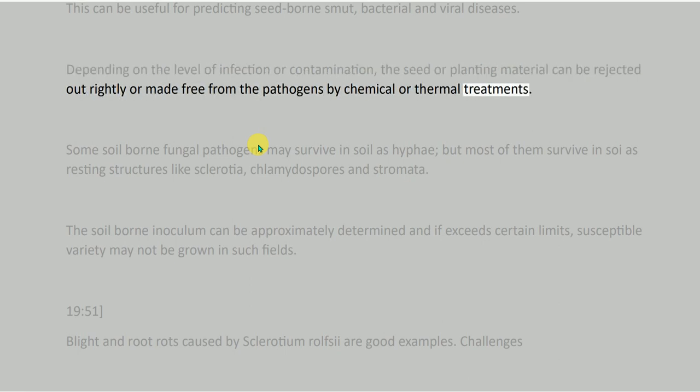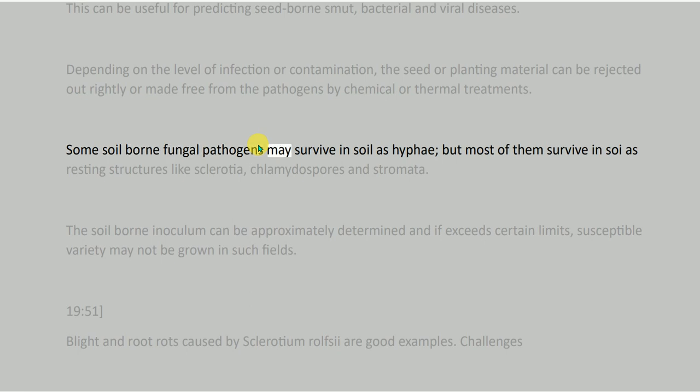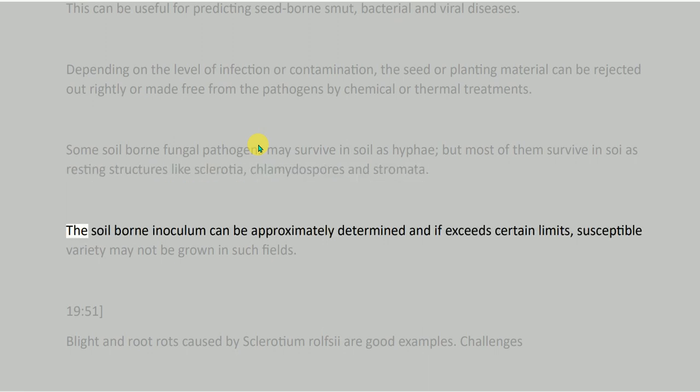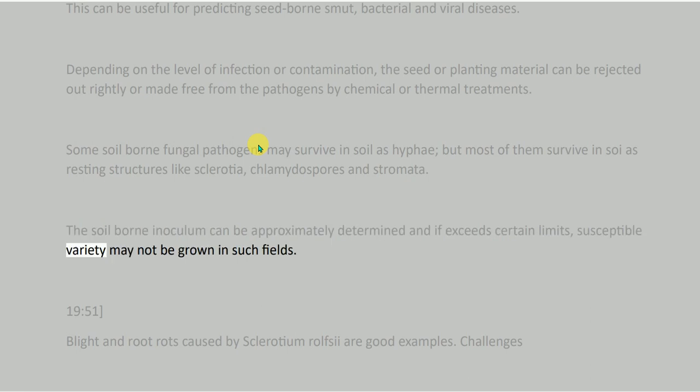Some soil-borne fungal pathogens may survive in soil as hyphae, but most of them survive in soil as resting structures like sclerotia, chlamydospores and stroma. The soil-borne inoculum can be approximately determined, and if it exceeds certain limits, a susceptible variety may not be grown in such fields. Blight and root rots caused by Sclerotium rolfsii are good examples.